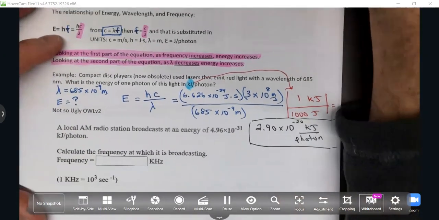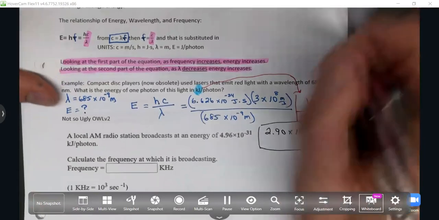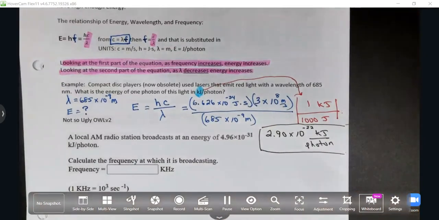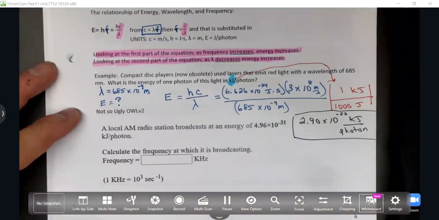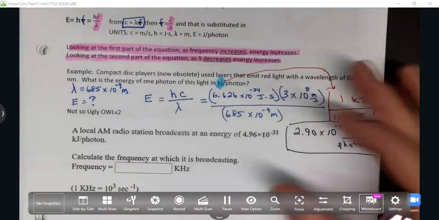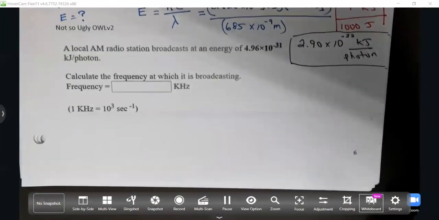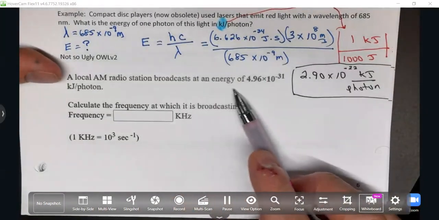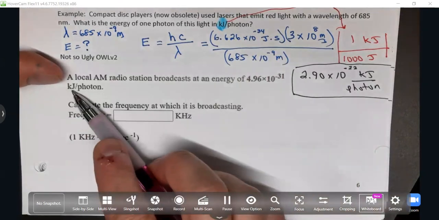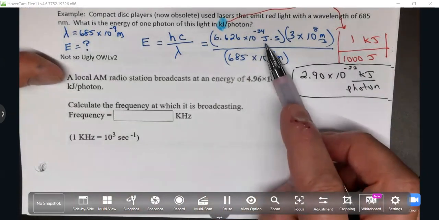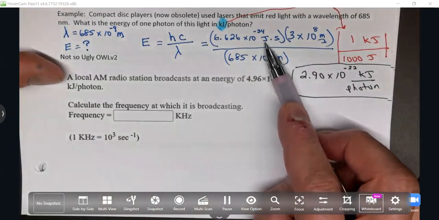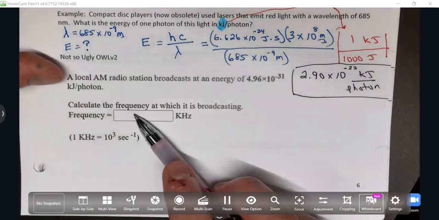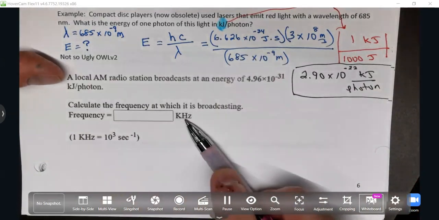All right, here is an owl question. I put not so ugly owl. I'll tell you when the owl is ugly, because I'll put ugly owl on here. This one's a not so ugly owl, and this is straight out of owl. A local AM radio station broadcasts an energy of, and notice it's in kilojoules per photon. But Planck's constant is in joules, so we're going to fix that up. Calculate the frequency at which it is broadcasting in kilohertz.